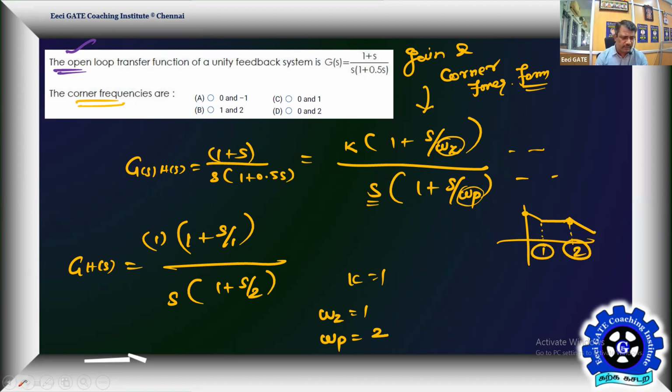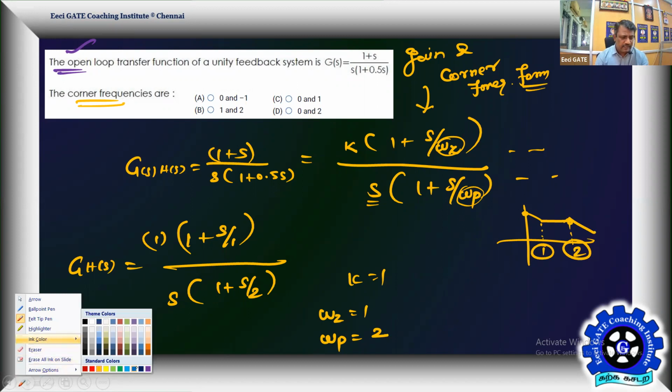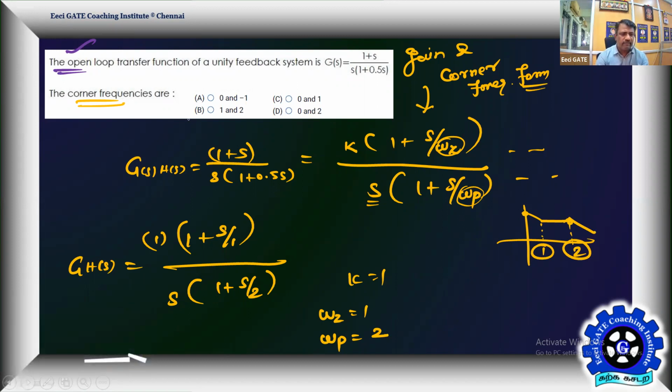The option is very simple. That's a simple 2 marks question from the paper. So 1 and 2 is the right option, and many might have got the correct answer for this problem. It's very simple. Once you know how to put it in gain and corner frequency form, the problem is over.